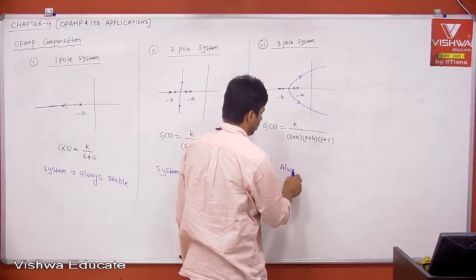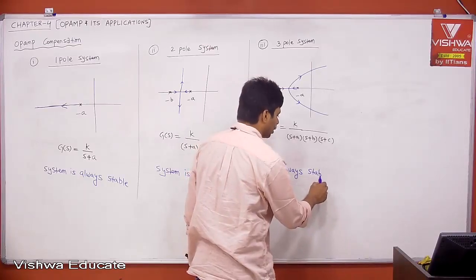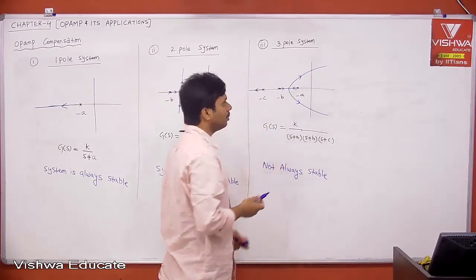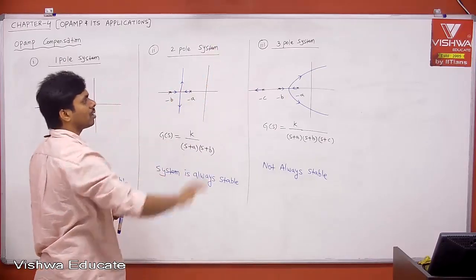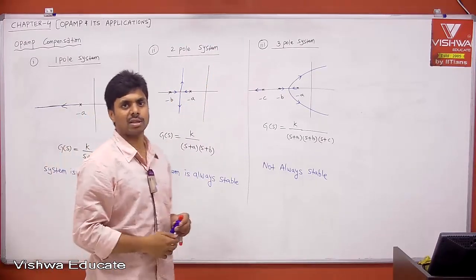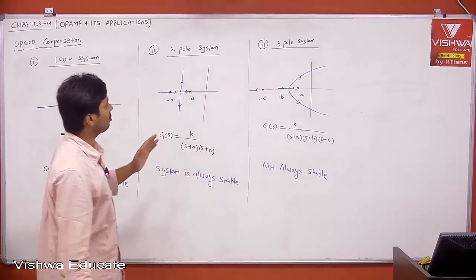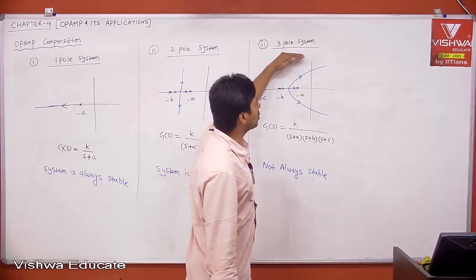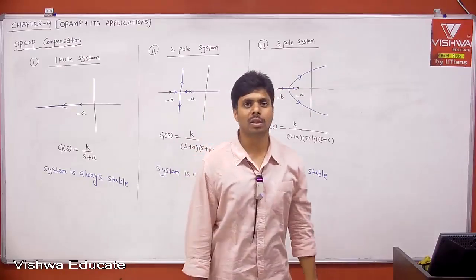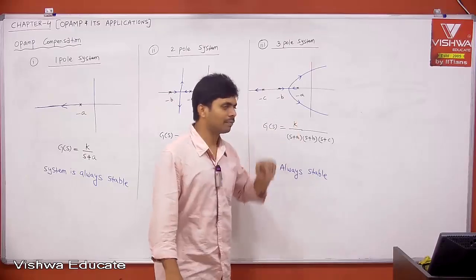Not always stable. If it is not always stable, people consider it as not stable. Therefore the system is not stable. Maybe if you take four poles, the system is not always stable. With 5 poles, the system is not always stable. Therefore, the observation is that a system having more than 2 poles, or greater than or equal to 3 poles, is not always stable. It may be stable, it may not be stable. That depends on the value of K.